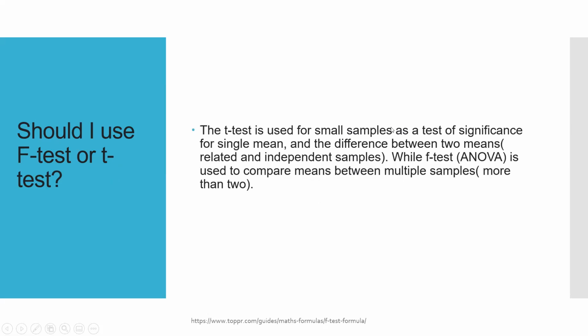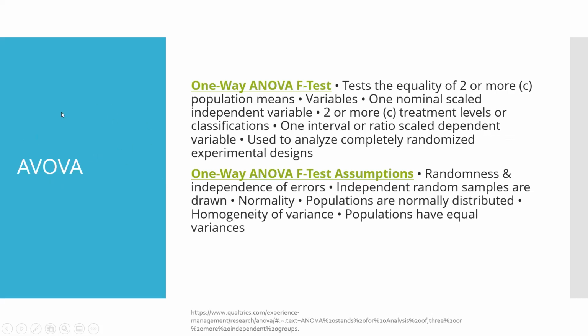So the t-test is used for small samples as the test of significance for single means and the difference between two means, that is, related or independent samples. While the f-test based on ANOVA is used to compare means between multiple samples, or more than two samples. So this is the condition. We use mostly ANOVA if we have more than two groups to compare and we have to check the equality. So we consider the following conditions: one nominal scale independent variable with two or more treatment levels or classifications, and one interval or ratio scale dependent variable, used to analyze completely randomized experimental designs.